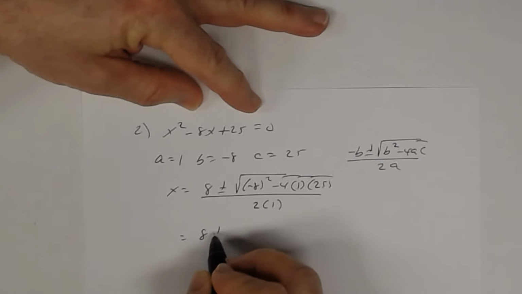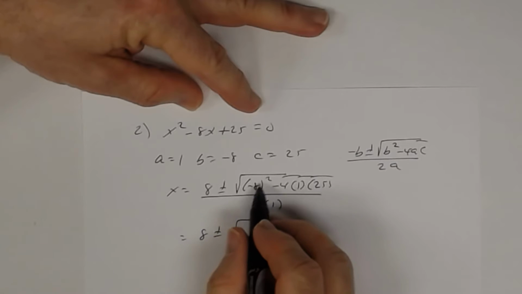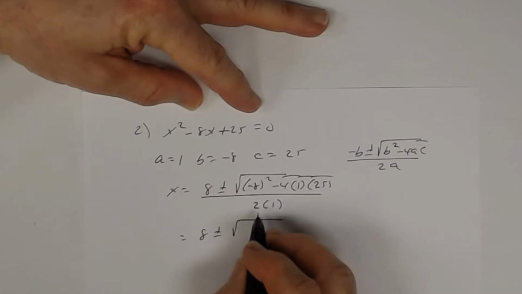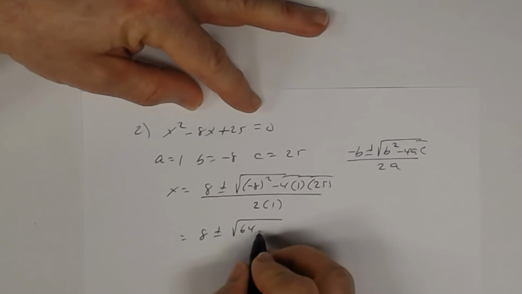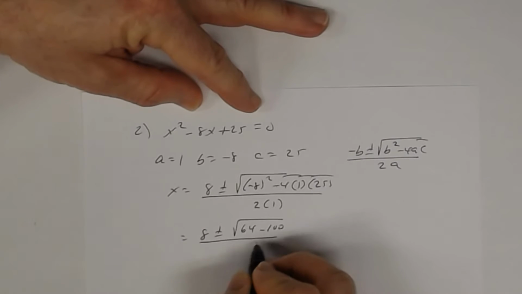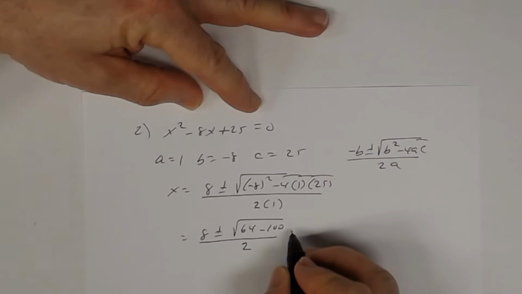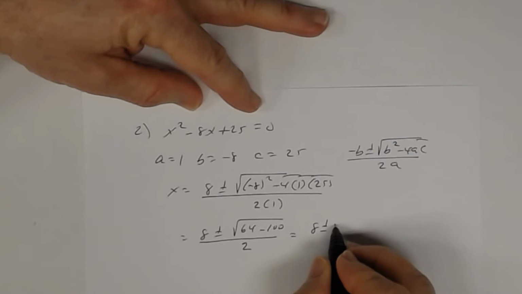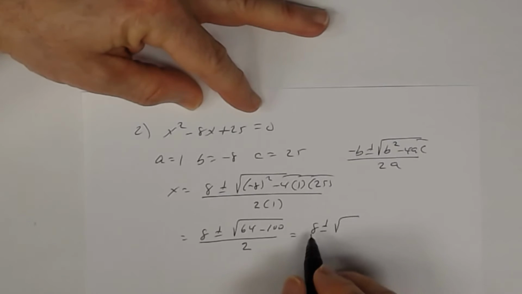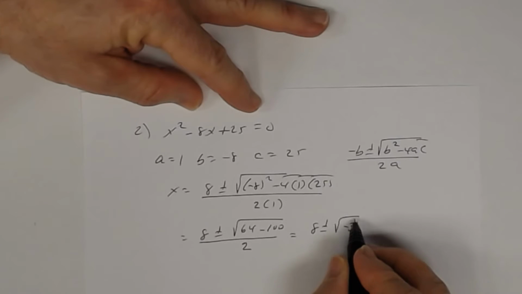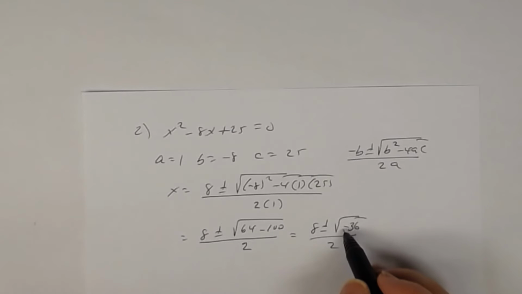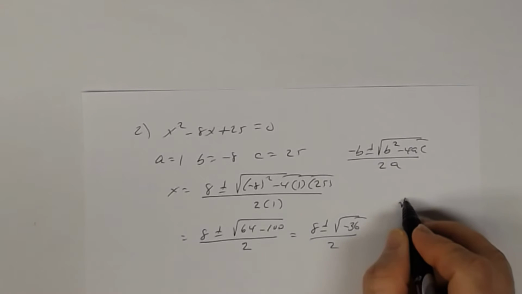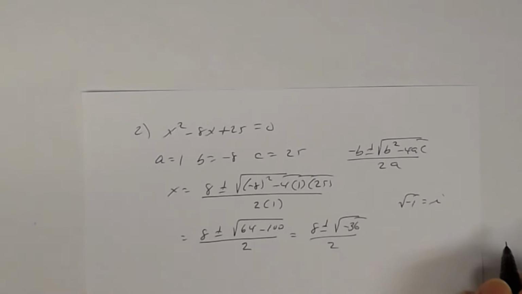So I get 8 plus and minus the square root of 64, since negative 8 times itself is 64. Negative 4 times 1 times 25 is negative 100, divided by 2 times 1, which is 2. So I get 8 plus and minus the square root of 64 minus 100, which is negative 36, divided by 2. Now remember, you're taking the square root of a negative number. The square root of negative 1 is defined to be i.